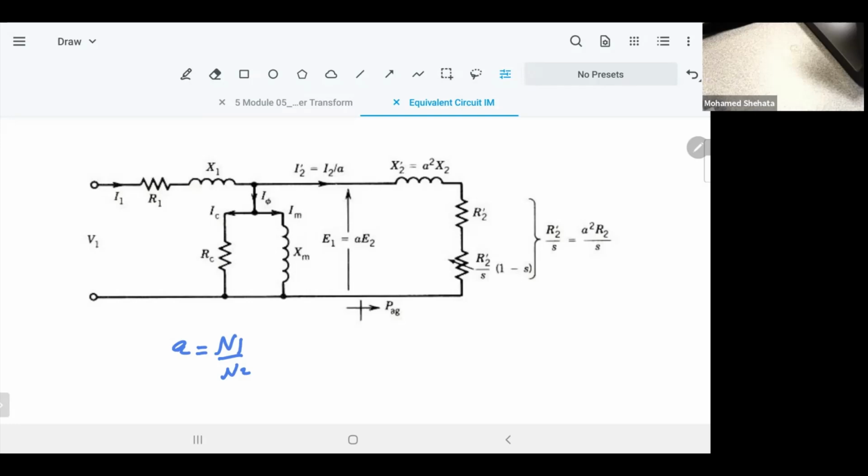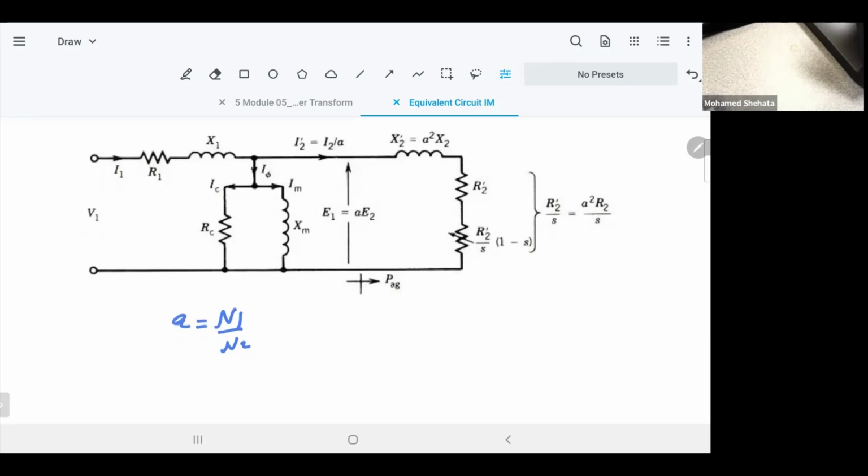Because there is a turns ratio. I mean, you have 3 windings in the stator, you have 3 windings in the rotor, and they have a turns ratio. And the same thing, R2 will become R2 dash, you multiply by A squared. R2 dash over S, R2 dash in general, is R2 times A squared. So now we have the complete circuit, the exact equivalent circuit of the induction machine.